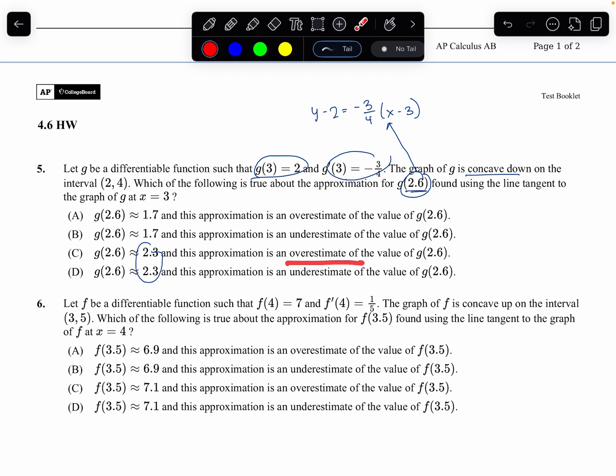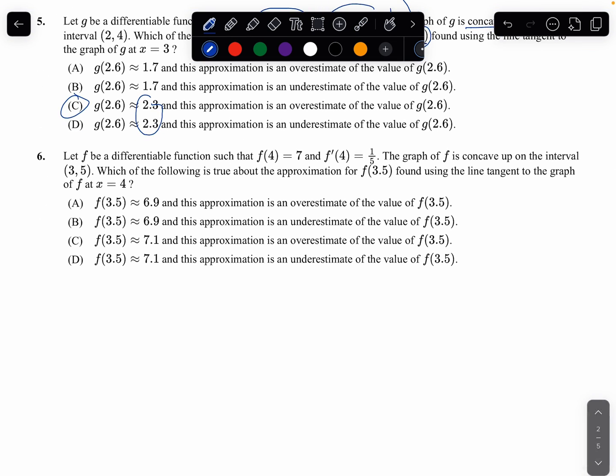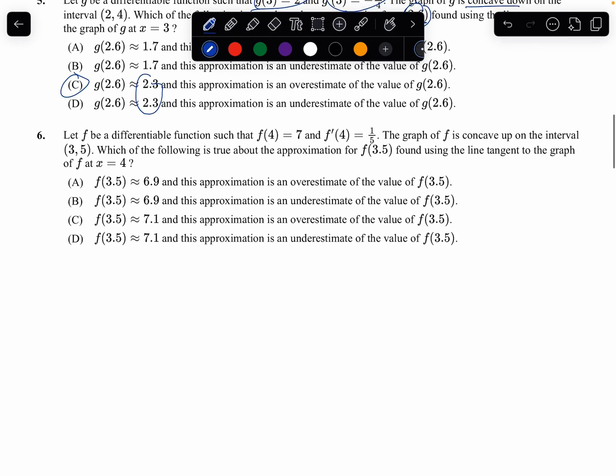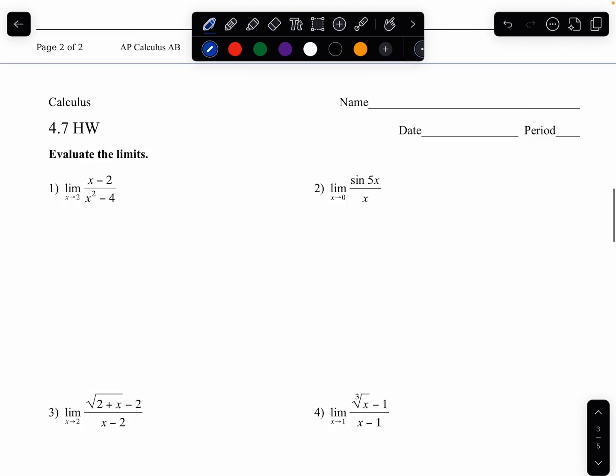And is it an overestimate or an underestimate? So it's concave down, so if the shape is parabola shaped downwards, tangent lines will sit above it, and so that's going to be an overestimate, so it's going to be C. And hey, why don't I let you guys do 6 for me? How about that? I think it's pretty much the same deal over and over, so pretty easy.